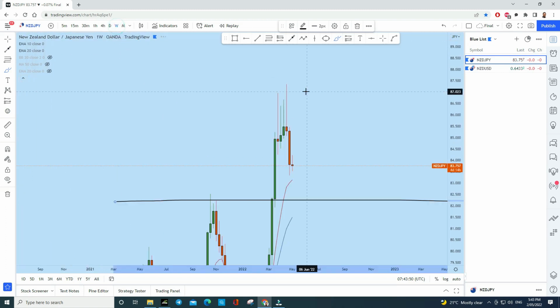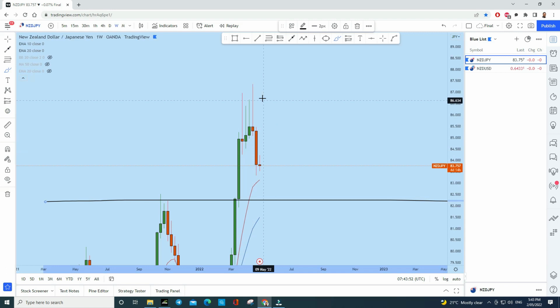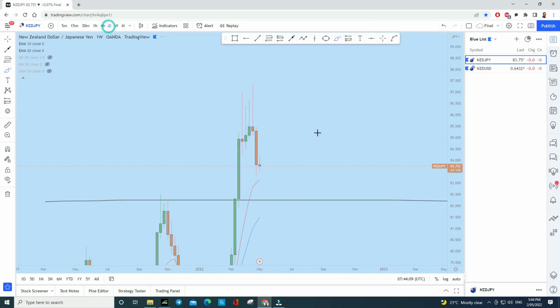Now going to the weekly time frame, we saw the same thing. There was a pin bar on the weekly, and this kind of pin bar we also saw on the monthly, and after that we saw a drop. The same thing we can expect on the weekly as well, to drop further, maybe to this level, which can give us a significant trading opportunity. Going down to the daily.